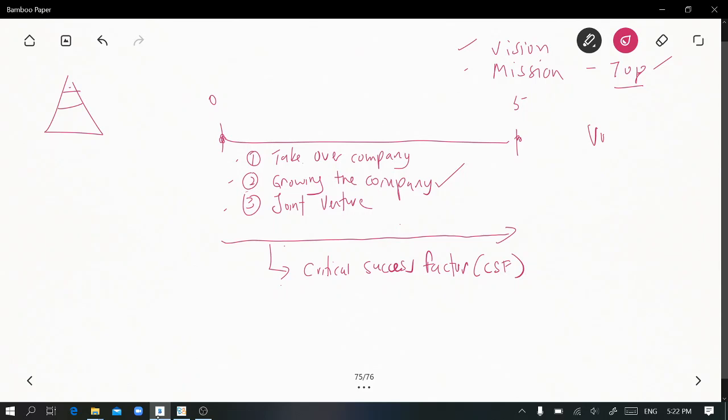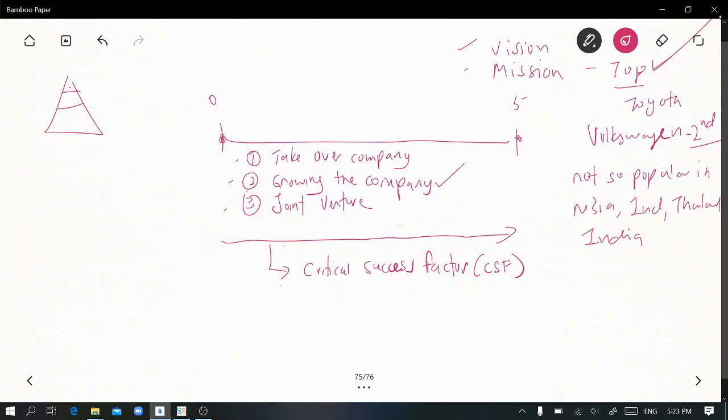Example, many years back, Volkswagen is number 2, second place, top is Toyota. So they are not so popular in Malaysia, Indonesia, Thailand, and probably some other country like India. Example lah, not popular in Malaysia, Indonesia, Thailand, India. They are number 2. So they want to be top within 5 years. They have identified that to be top they must go to the Malaysia market, Indonesia market, Thailand market and India market.